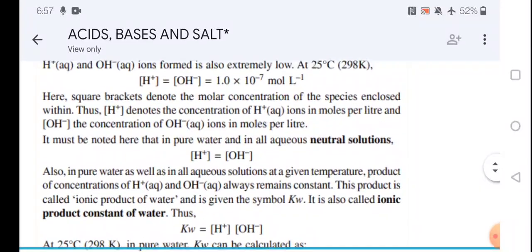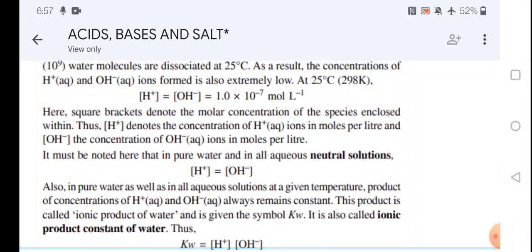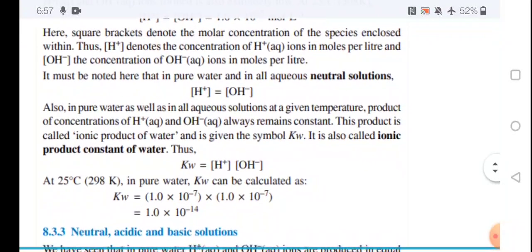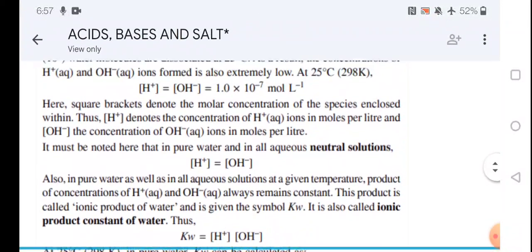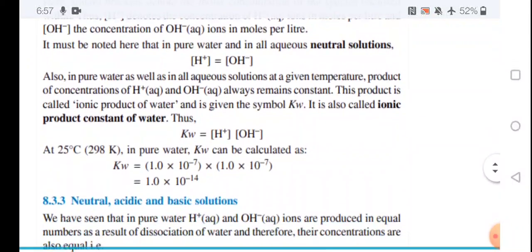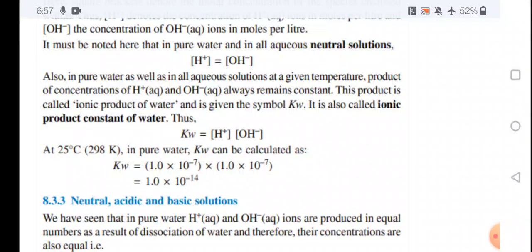We know that the value of each concentration is 1.0 into 10 to the power of minus 7 mole per liter at 25 degrees Celsius. This is important for pure water. So the Kw value is the product of these two, and Kw is 1.0 into 10 to the power of minus 14.